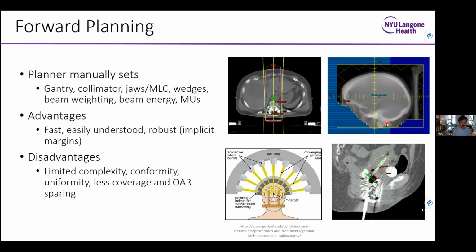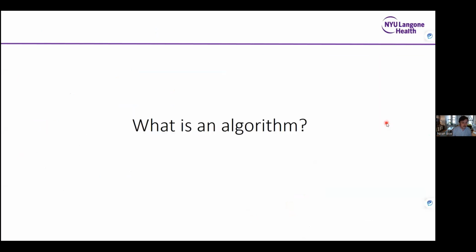Obviously, forward planning is not completely obsolete. There are many circumstances in which we're still implementing forward planning at NYU and other places, including brachytherapy, gamma knife, and for us, a lot of palliative treatments.